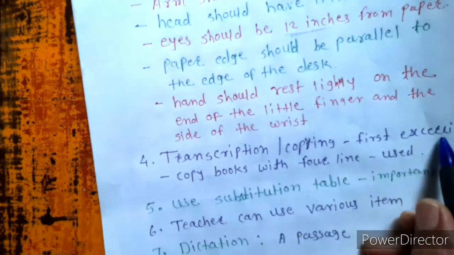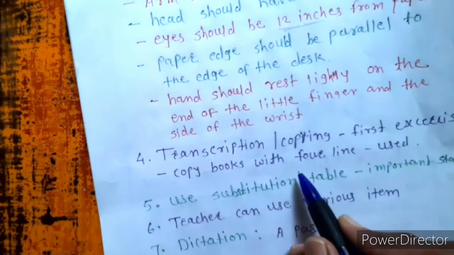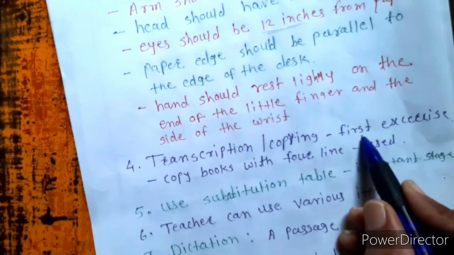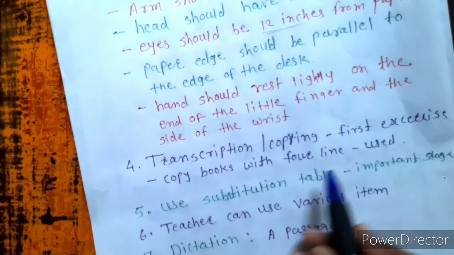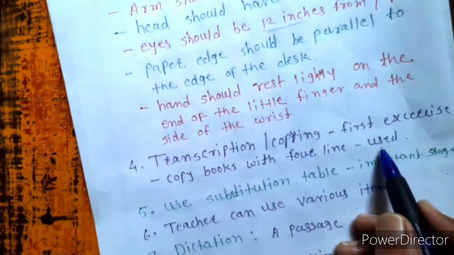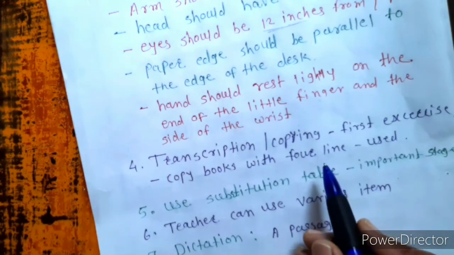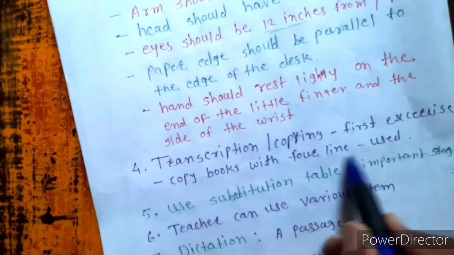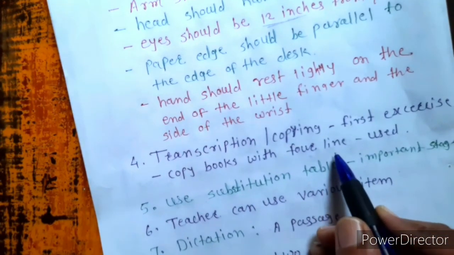Transcription, copying, is the first exercise. Transcription means to copy from the text. It is the first exercise in writing copy books with 4 lines used. When the students, for example beginner students or learners, write, they should write in a 4-line notebook or on 4-line paper.